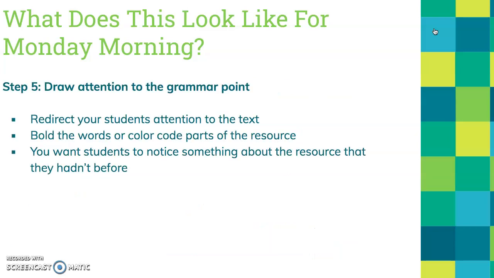Now here it comes. So step 5, we're going to draw their attention to that grammar point. So you're going to redirect your students' attention. Before, they were reading for comprehension; now they're reading for a different purpose, for a grammar purpose. Bold or color code, I can't say that enough. If you just tell them to go look for the words, they're going to notice things that you didn't even know were in the resource. You want to make sure you're saying, look at these specific words, look at these specific structures, okay?